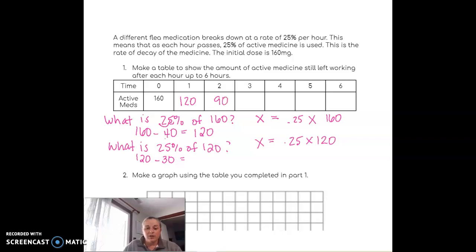So I'm going to keep this process going. I take 0.25 times the 90 now, which gives me 22 and a half. If I take 90 minus 22 and a half, I end up getting 67.5. Then if I take 67.5 times the 25%, it gives me 16.875. That leaves me with 50.63 if we round to the nearest hundredths place.